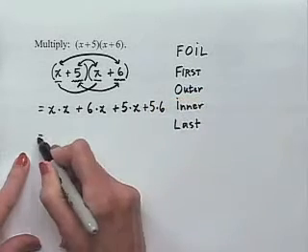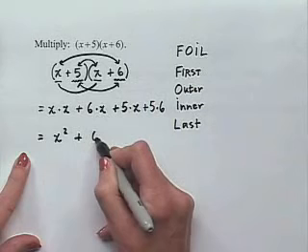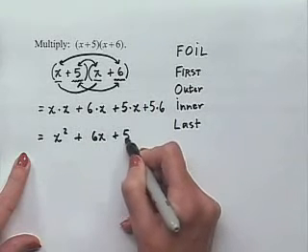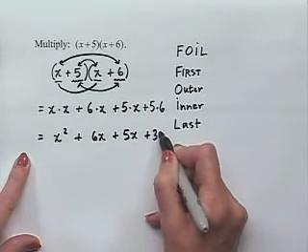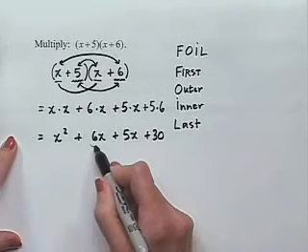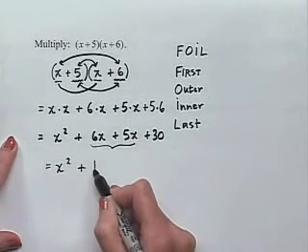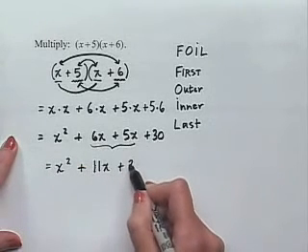Now we're going to simplify. x times x is x squared. We end up with 6x plus 5x plus 5 times 6 is 30. And finally, to simplify, we'll combine our like terms, which is going to give us x squared plus 11x plus 30.